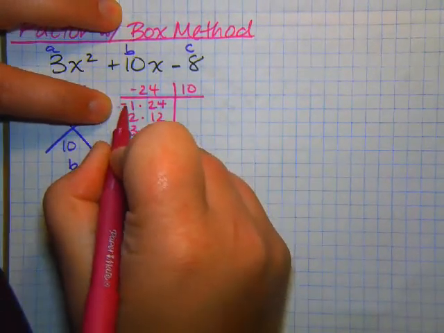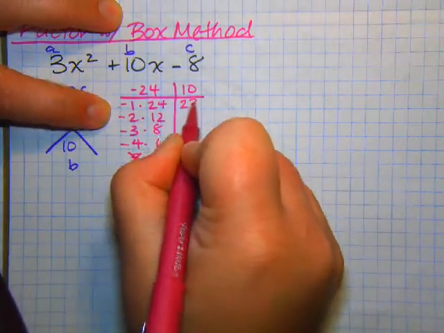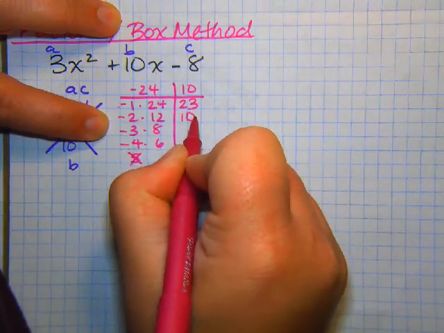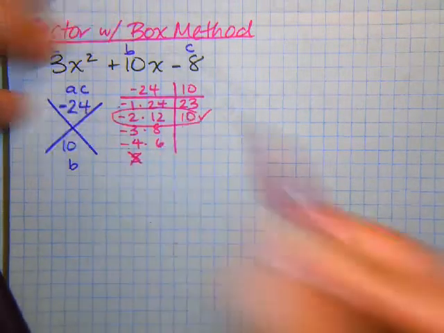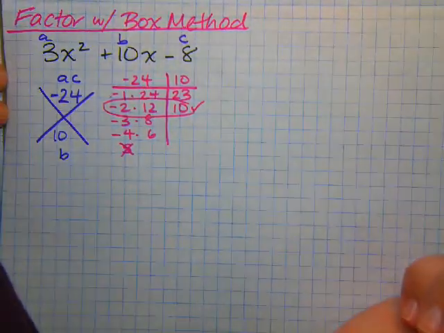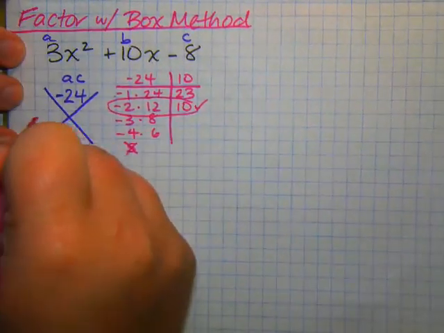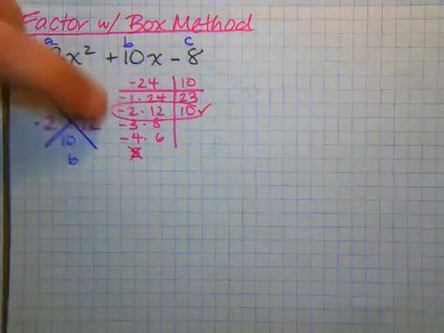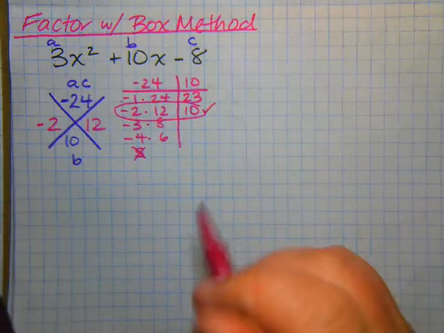And then you add to see which one gets you 10. So here we do negative 1 plus 24, that's 23. Here we do negative 2 plus 12, that's 10. Oh wait, I already found it. That was fast. Okay, so it ended up being pretty soon on the list. So we can put these numbers here, negative 2 and 12. You can put those numbers in either order and it doesn't matter.